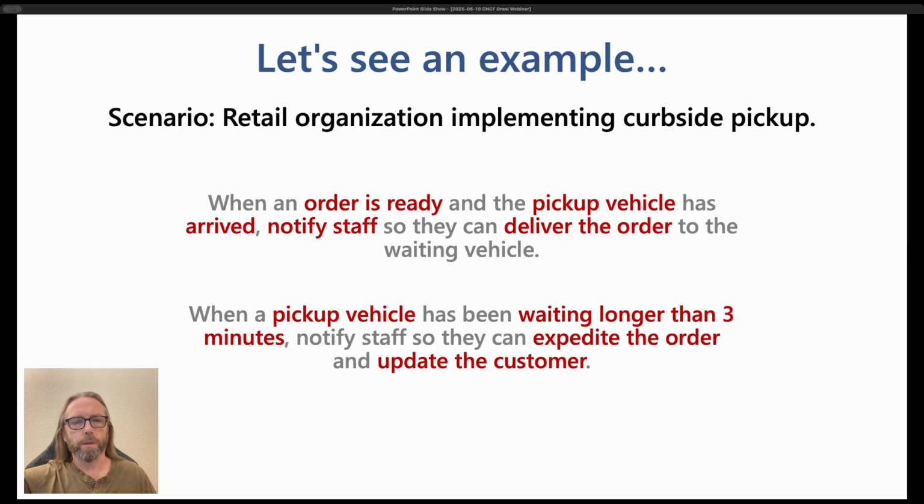In the second case, the relevant data is, again, the status of the vehicle. But in this case, the vehicle has arrived, but the system should only do something if the order hasn't been fulfilled after 3 minutes. So in that case, what does the system do? Again, it notifies staff using whatever mechanism they've decided, like a dashboard or a message.